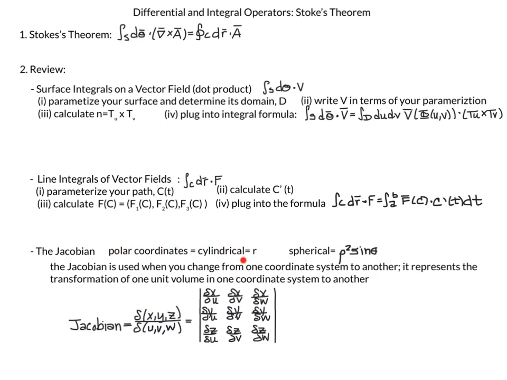And we calculated this for a transformation from rectangular to polar and also rectangular to cylindrical, and we found that the Jacobian is equal to r. And we also calculated the Jacobian when we go from rectangular to spherical, and we actually got negative rho squared sine theta, but for the correct orientation, we take the positive version of that, so that's rho squared sine theta.